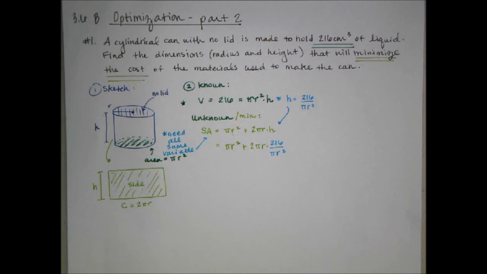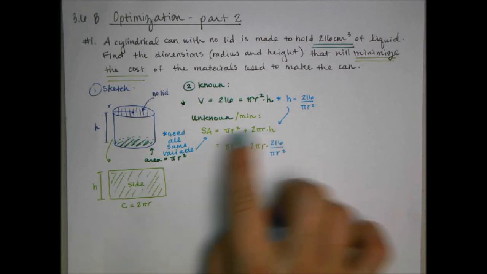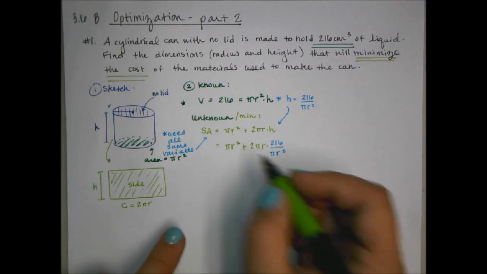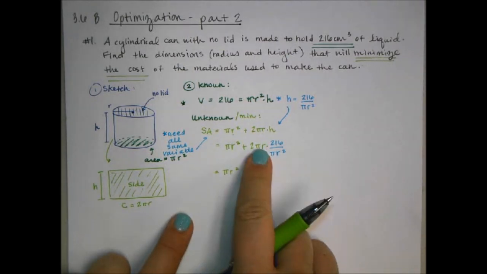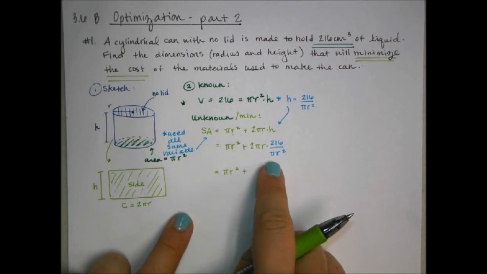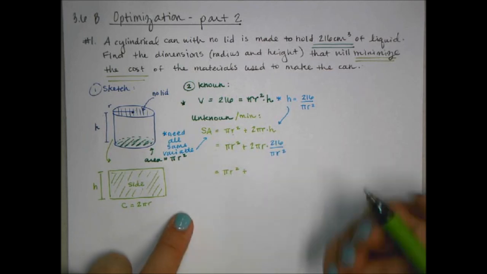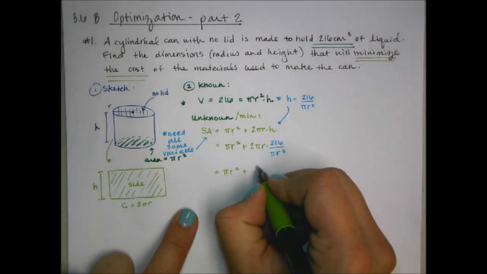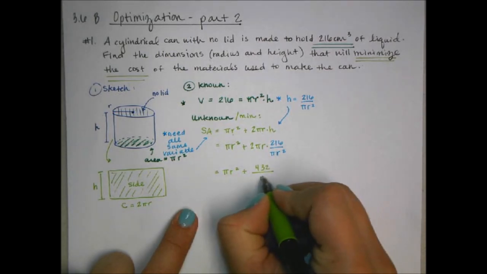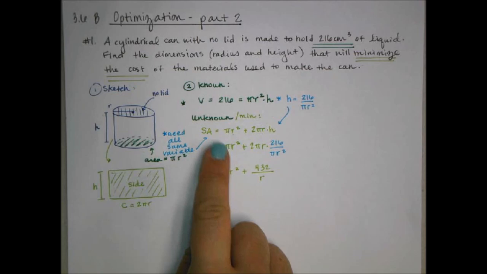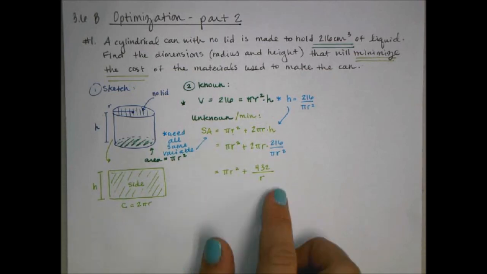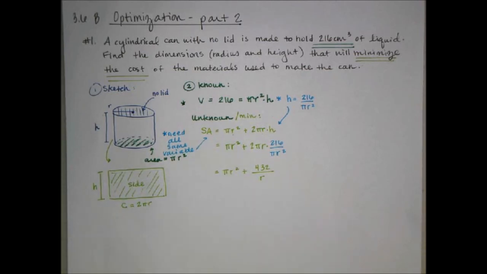Now that we're all in terms of the same variable, we can simplify this. So 1 r reduces, pi reduces, 2 times 216, we're going to get 432 over r. So my surface area has now been simplified. So I want to minimize the cost, and the cost is simply based on the surface area. So we're ready to go ahead and do step 3, which is take the derivative, set it to 0, and find our critical numbers.